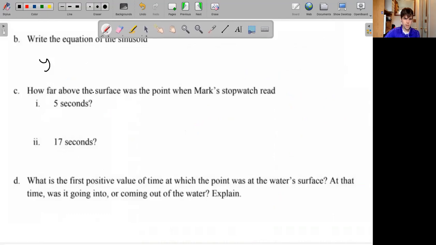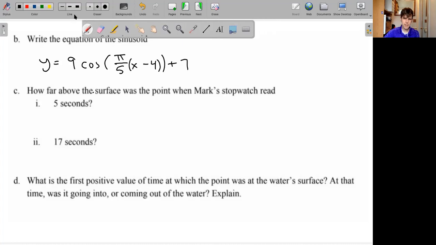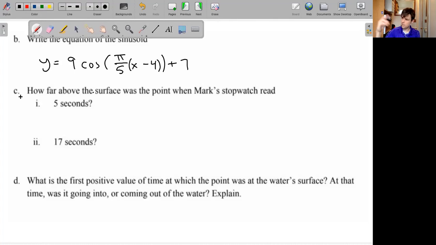And I'm going to write that equation out again just so that I remember it. Okay, x minus 4, plus 7. There we go. So that was the equation that we had. Remember that in this equation, y represents the distance above the water, and x represents time. So let's answer these questions.